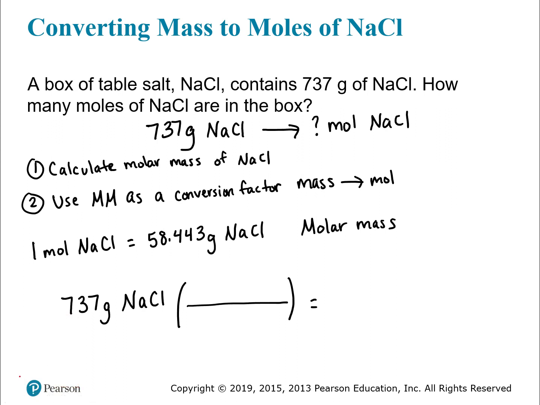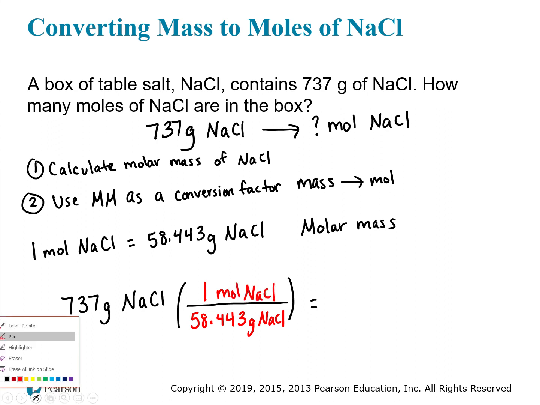We're starting with grams in the numerator. To get rid of grams, we need to have grams in the denominator. So that mass goes in the bottom. On top, we put the 1 mole. The grams cancel. We're left with moles. Great.